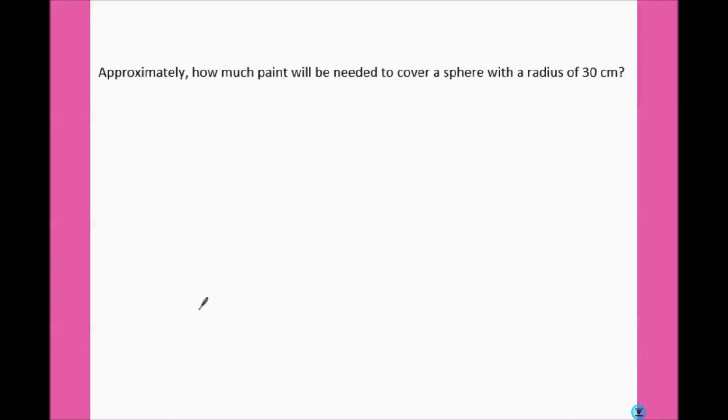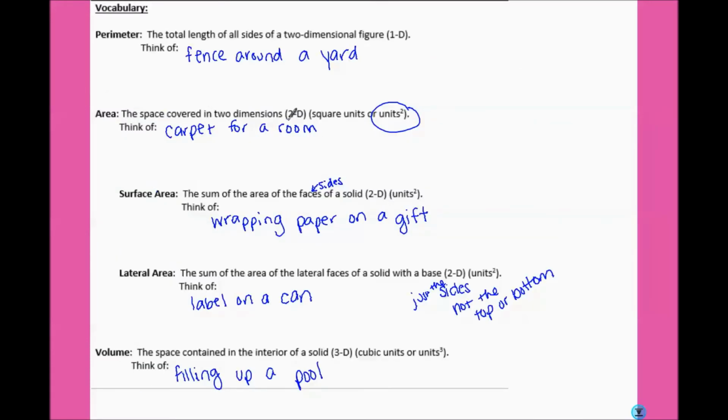So approximately how much paint is needed to cover a sphere with a radius of 30 centimeters? So sphere is our shape word. We need to figure out what tells us which formula we're going to use. It wants to know how much paint will be needed to cover a sphere. So which one of these talks about covering something? Lateral area and surface area talk about wrapping paper around a gift that would cover the gift. A label would cover a can. This says just the sides, not the top or bottom. Well, a sphere doesn't have a top or bottom, so it's going to be surface area.